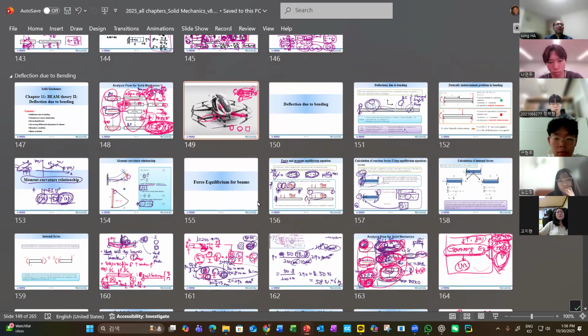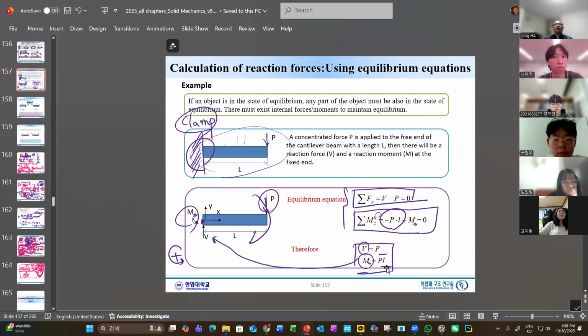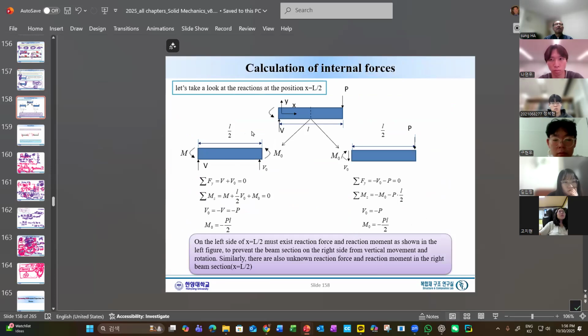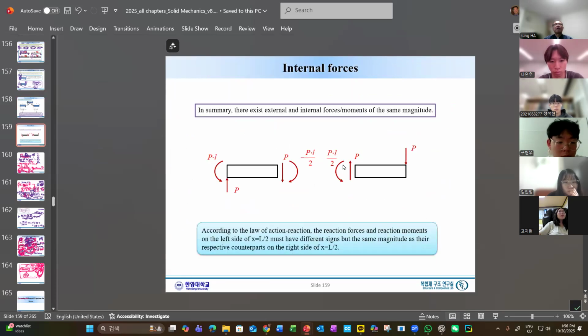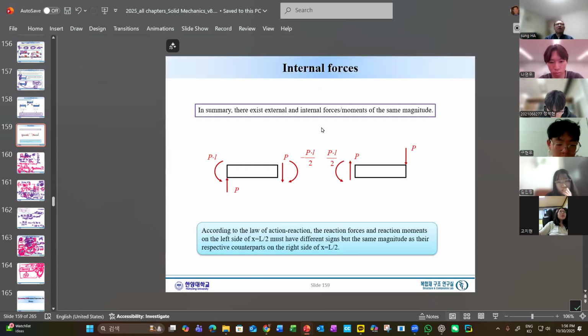Okay, so the next one is pretty simple, and this is what we already mentioned: force and moment equilibrium. This is what we get, and this is all the calculation of internal force. The internal force is that at every cross section we have a moment and V. That's the one you need to understand. That is called internal force.